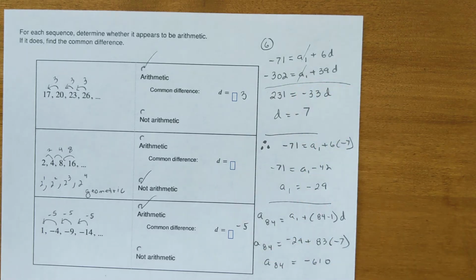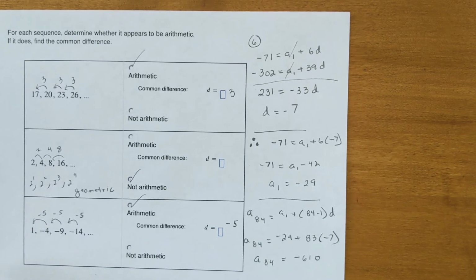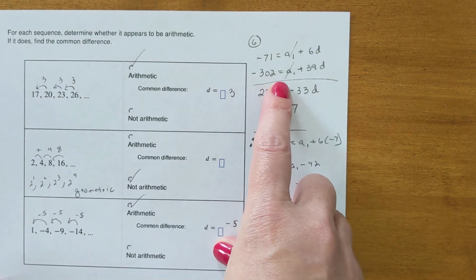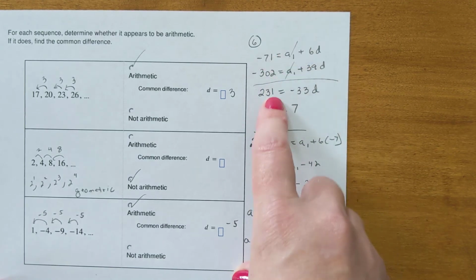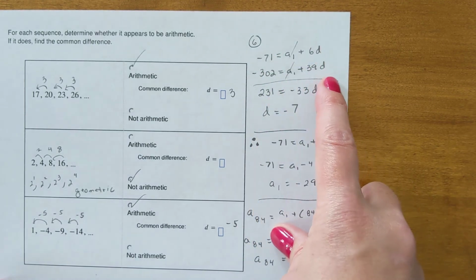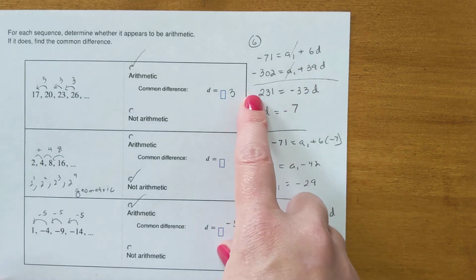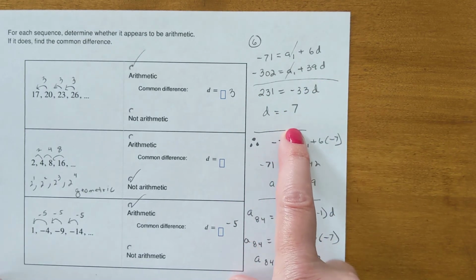So remember, to solve a system of equations, you can do addition, subtraction, substitution. You could graph and find the intersection of them to see what the x, y are. Here it's a1 and d. It's the same thing as x and y we're trying to find. I did subtraction. So subtracting it, negative 71 minus negative 302 is 231. A of 1 minus a of 1, gone. 6 minus 39 is negative 33. Divide, and it makes d equal to negative 7.